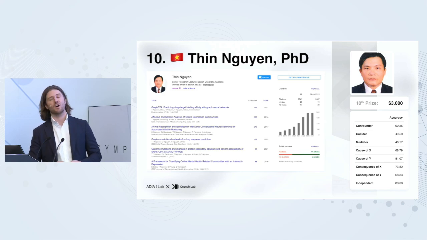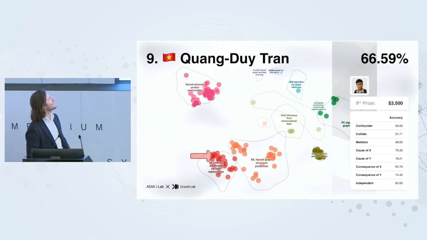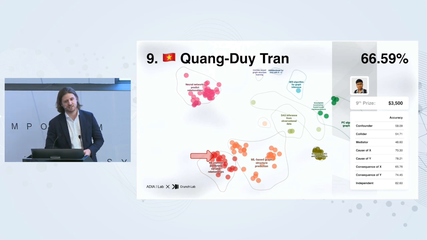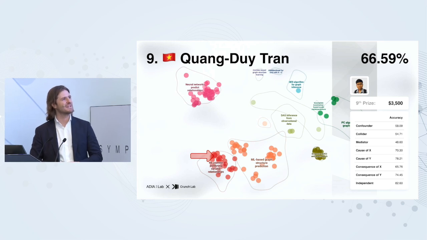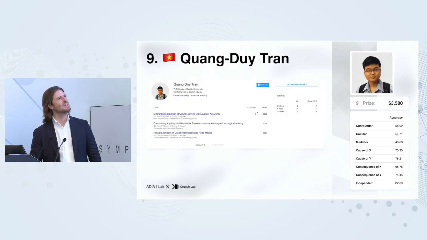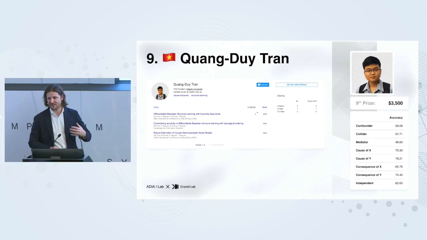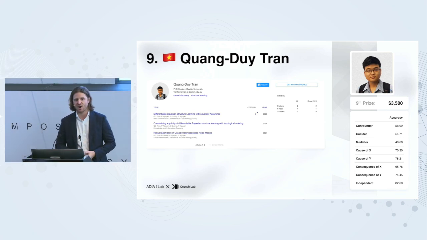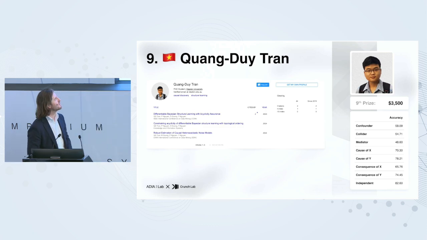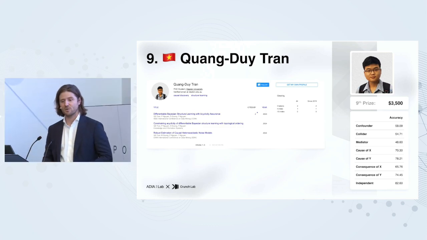In the 9th position, we have Quang Duy Tran, a PhD student out of Deakin University who is also studying causality. He provided a solution that slightly improves on number 10 with 66.59%. And congratulations, Quang, because he's just starting his PhD and is focusing on causality. So that's a very good submission. Congratulations, Quang.